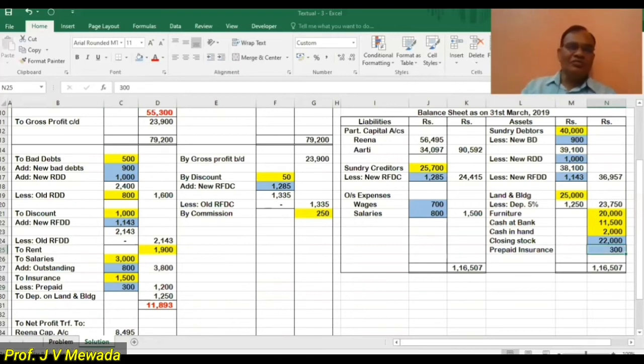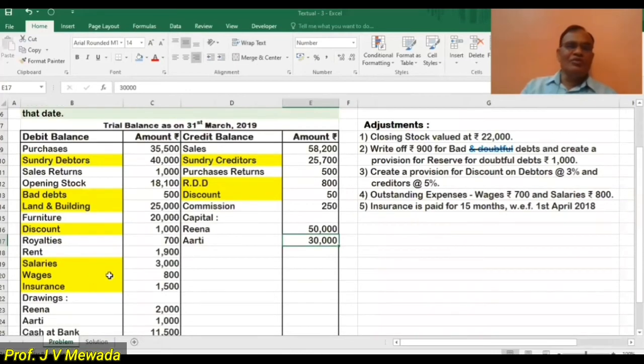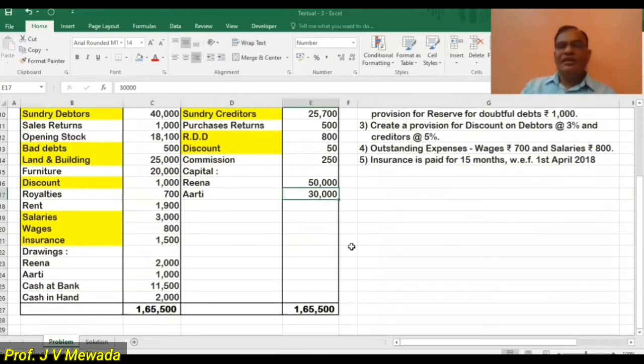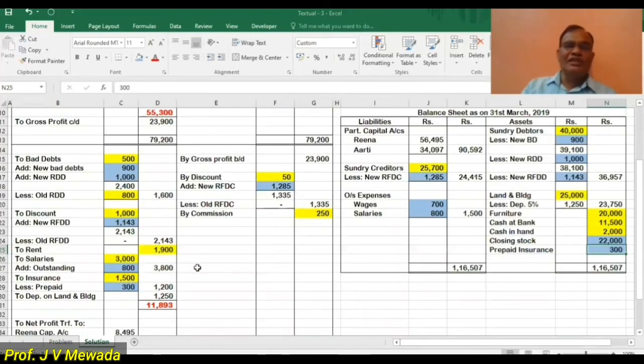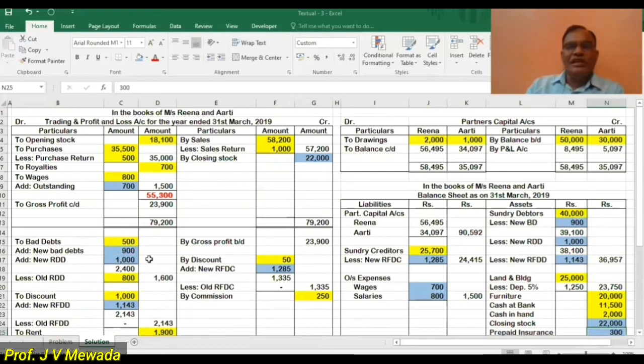Okay. Now we'll see the sum. There are no secret adjustments over here, and all the adjustments we have completed. Now we'll move to close the trading account, profit and loss account, capital account, and balance sheet. Now here on the credit side of trading account, we have sales minus sales return, which is 57,200. So the total of the credit side is 79,200.